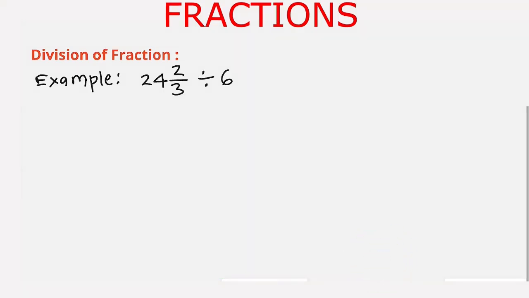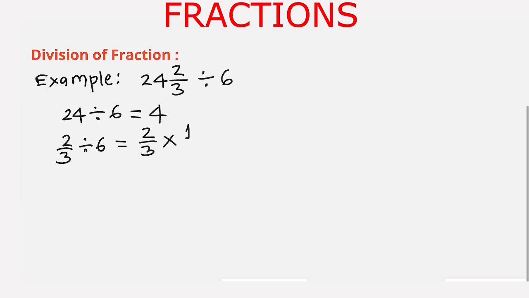So our step 1 is we divide the integer part, which is 24, by 6. 24 when divided by 6 gives us 4. This is our step 1. Now we divide the fractional part by 6. So it is 2 upon 3 divided by 6, which is equal to 2 upon 3 multiplied by 1 upon 6. I hope you have understood this method.